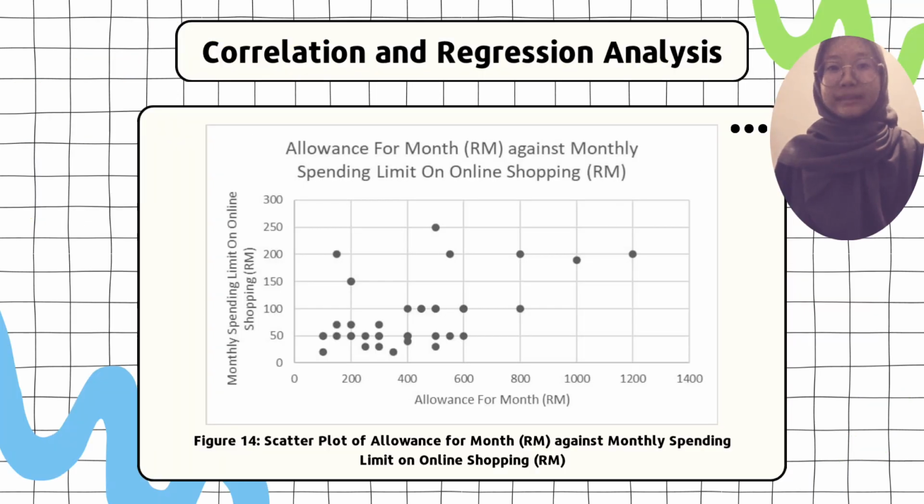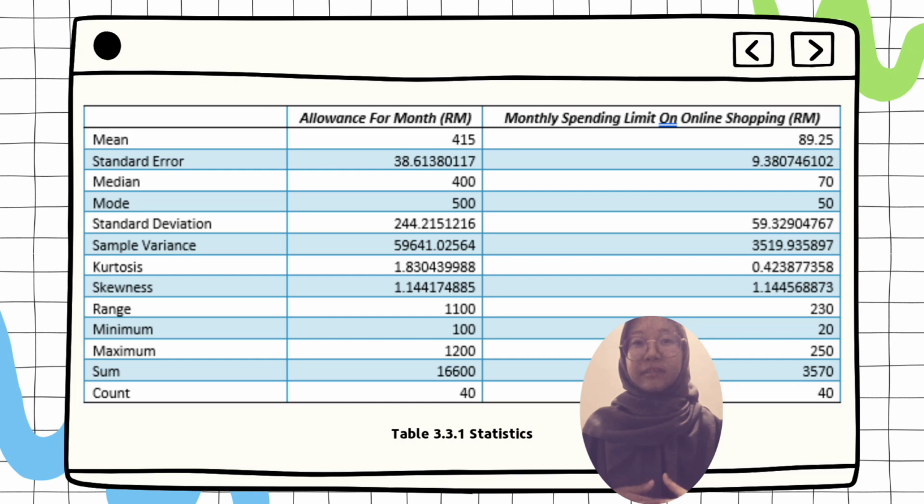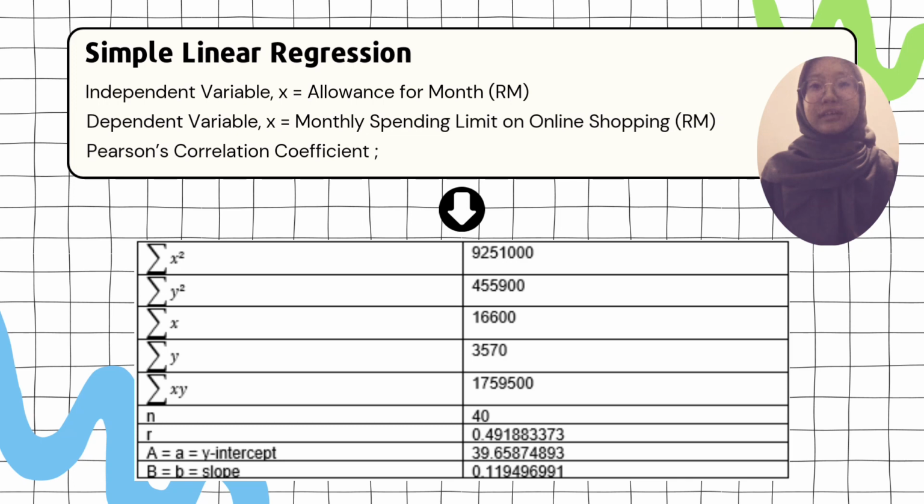Now, as you can see, this is our data for correlation and regression analysis, a scatter plot of allowance for month against monthly spending limit on online shopping. Here we have the descriptive statistics table for allowance for month and monthly spending limit on online shopping. Next, we have simple linear regression, where allowance for month is the independent variable and monthly spending limit on online shopping is the dependent variable.